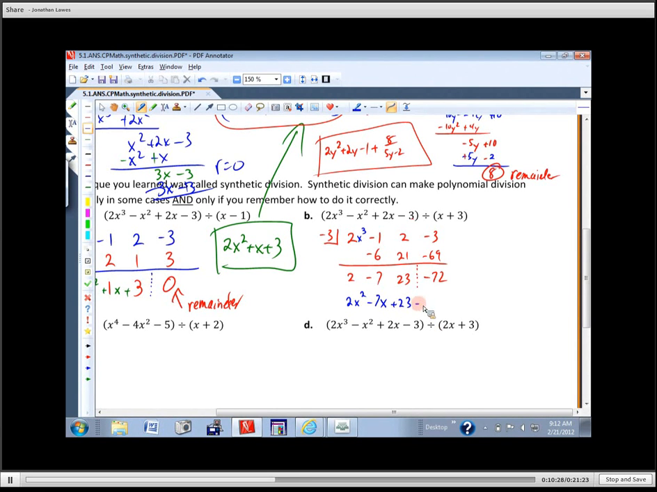Okay, now there are two ways to write this. I prefer writing it this way, plus the remainder of negative 72 over the divisor. What's the divisor again? X plus 3. I like writing it that way. If you want to write a negative in front of that, that's totally okay. So if you wanted to write 2x squared minus 7x plus 23, and then minus 72 over x plus 3, that's fine. Okay, either way is okay. I just like this because it's nice and uniform and consistent. Okay, are there any questions?